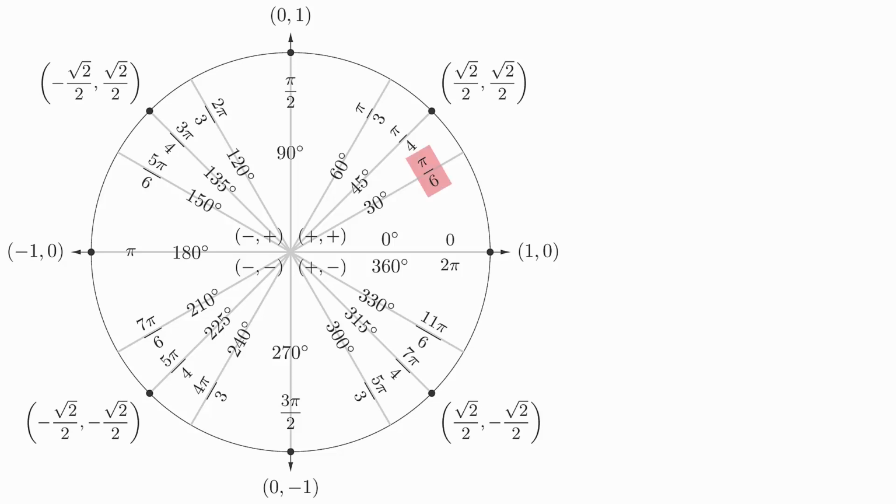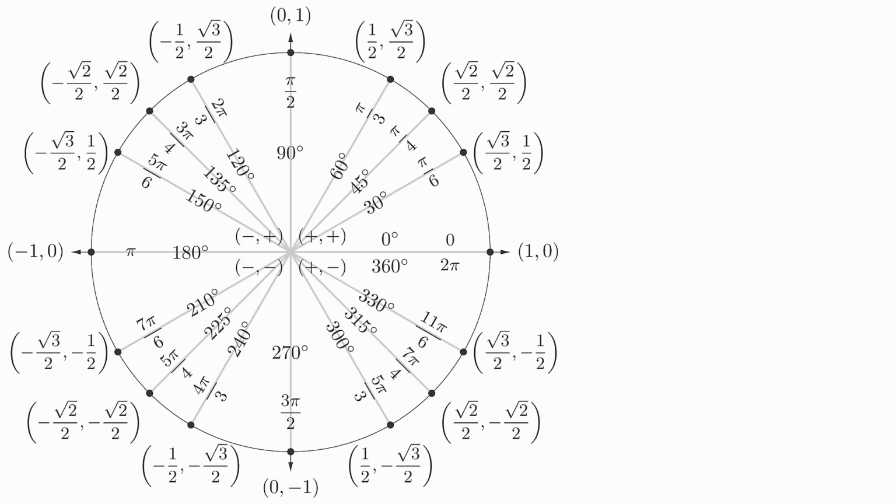For example, at pi over 6, the x-coordinate is greater than the y-coordinate, so the x-coordinate gets square root of 3 over 2, and the y-coordinate gets 1/2. At pi over 3, the y-coordinate is now larger, so that one is square root of 3 over 2, which makes the x-coordinate 1/2. This pattern continues all the way around the circle.